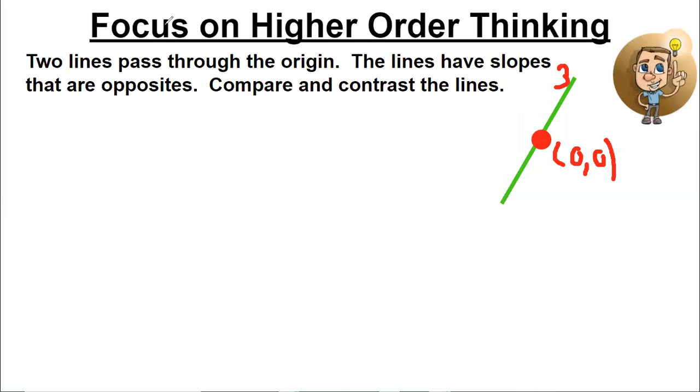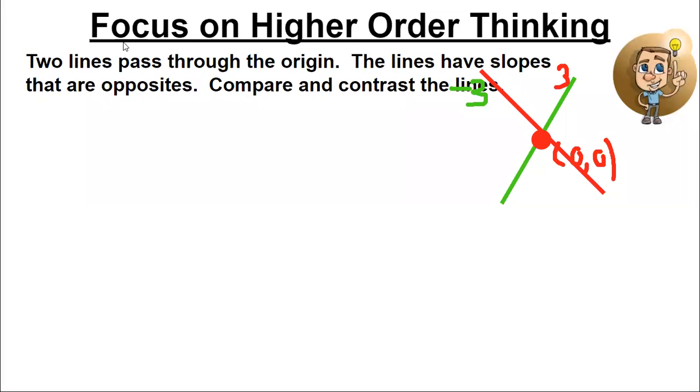Then the other line is just the opposite. So it's going to go downhill, right? Actually, I want to change that to green. Won't let me. Oh, well. So it's going downhill and it's going through the origin as well. What do we know about that slope? It's going to be -3. Now it's green. It's going to be -3, right?